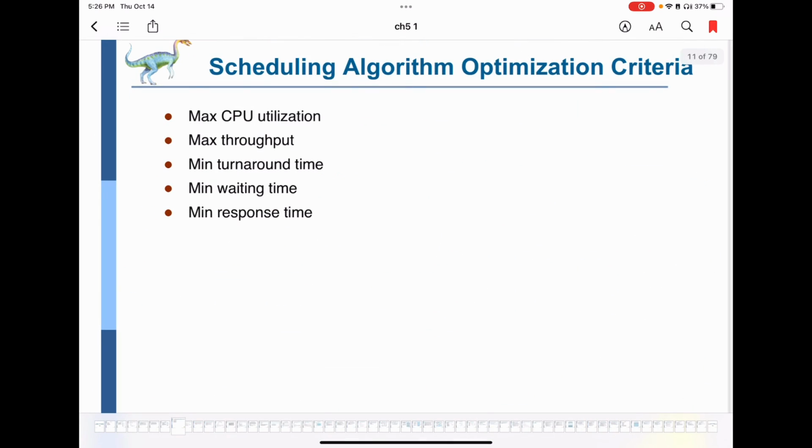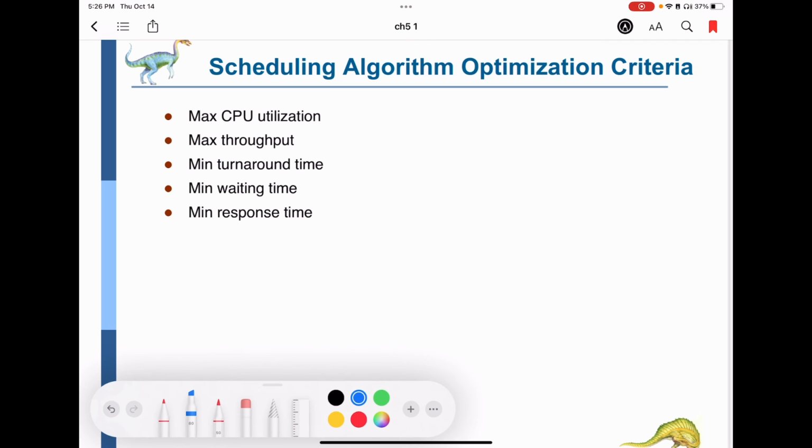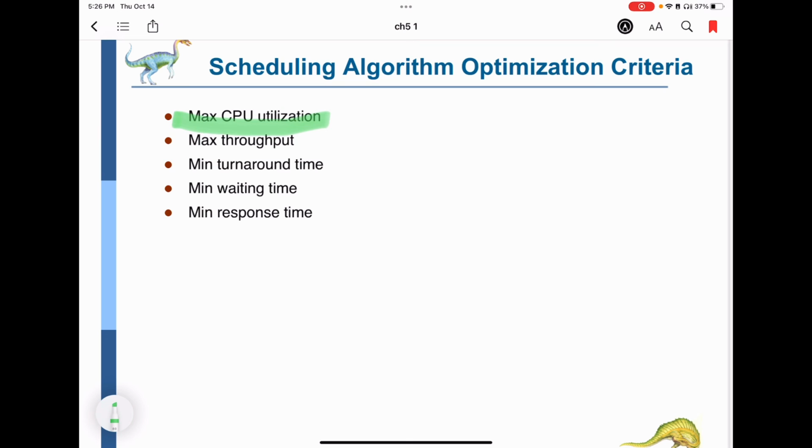Okay. Scheduling algorithm optimization criteria. Yan. So, ito yung kailangan nating ma-meet para sa ating criteria. Maximize the CPU utilization. Maximize the throughput. Paramihan ang matapos na process. Minimize the turnaround time. Kailangan mabilis ang turnaround time niya, ang kada process. And then minimum waiting time. And then minimum response time.